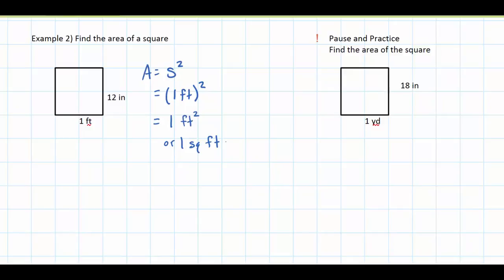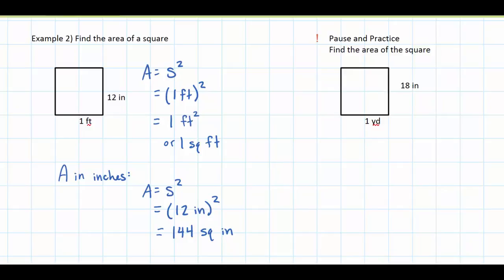What if we wanted to find the area in inches? Then we would take A equals side squared, so we would have 12 inches squared. So this would be 144 square inches.